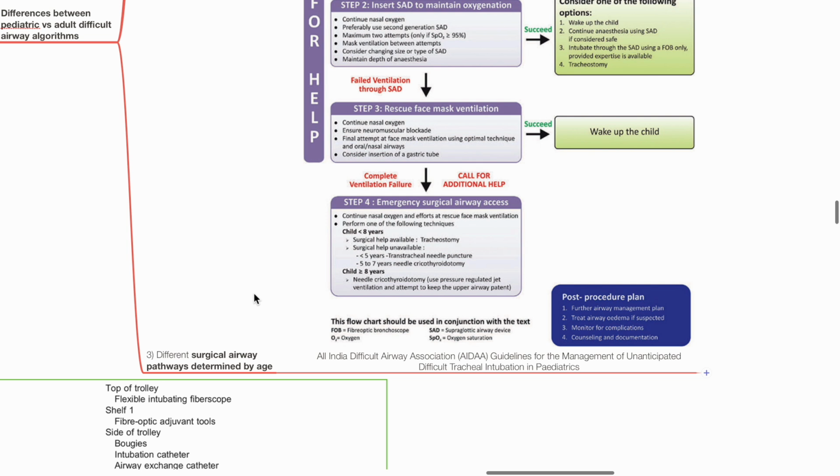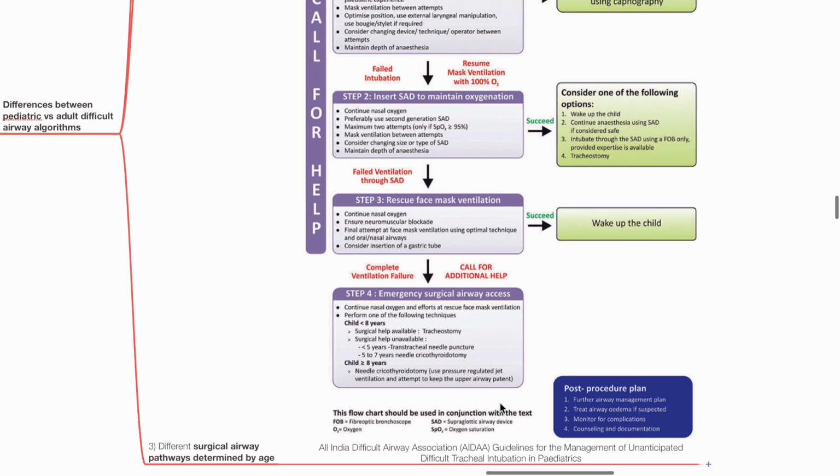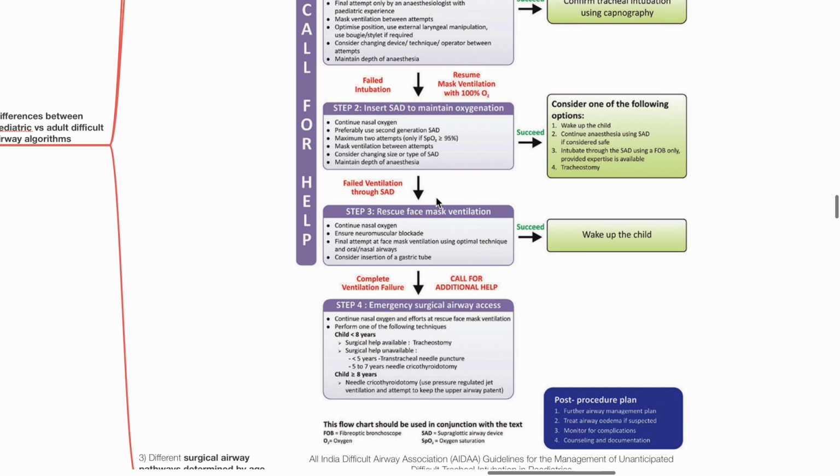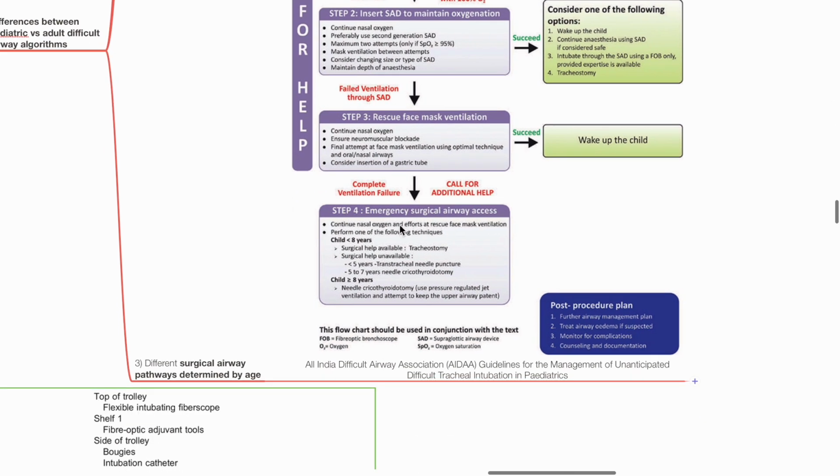For example, according to the AIDAA guidelines, which consist of Step 1, laryngoscopy and tracheal intubation, Step 2, insertion of SAD to maintain oxygenation should failed intubation occur, Step 3, rescue face mask ventilation if failed ventilation through SAD, and Step 4, emergency surgical airway access for children less than 8 years.